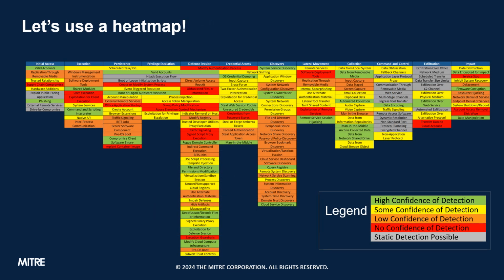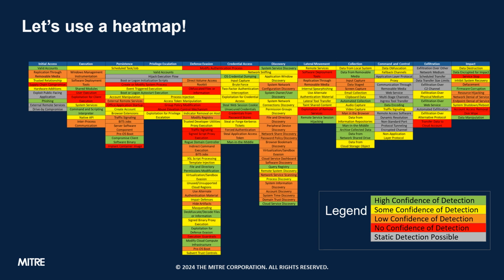So here's an example heat map that was inspired by some work we did many years ago. This heat map is super useful to me, at least, because I can look at it and I can say, oh, no confidence, low confidence, some confidence, or high confidence of detection. Those are my red, orange, yellow, and green. And then in gray, I've got this other category of some static detection might be possible, or maybe I'm not looking at things behaviorally, but maybe my SOC is doing a great job of looking at things from an IOC perspective. And this seems okay or even great at first glance, but the reality is it's really not that great of a heat map.